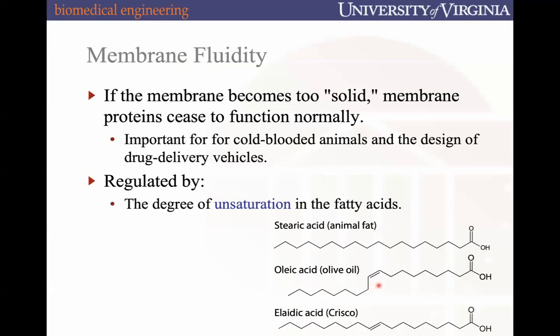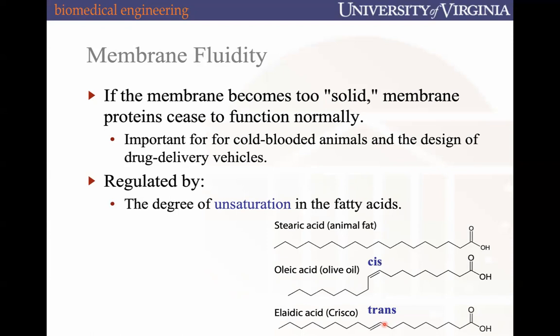These double bonds can be either cis or trans. If you remember from chemistry, cis means same side. Actually, I think this is orgo. I don't know how many people are in orgo yet, but cis means the same side, and trans means opposite side. So in the cis double bond, it comes in from one side and it goes out the same side. In a trans double bond, it comes in from one side and it goes out the other side.